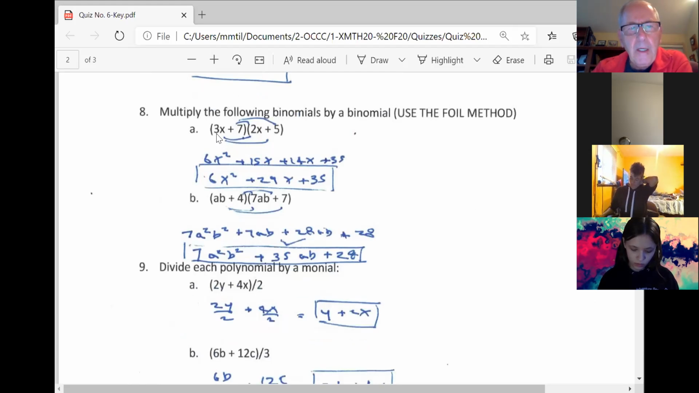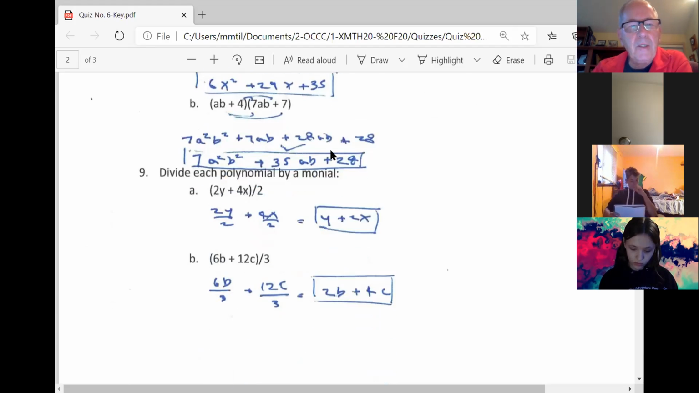Again, FOIL method: first, inner, outer, last. I mean, you can memorize that. The important thing is to make sure you get all four combinations, right? And I always just do it like I've done it here. This one times this one, first times the outer, the two inners, and then 5 times both outers.